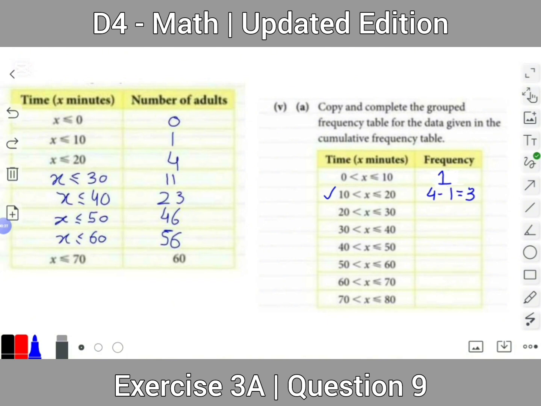Now to find the frequency for the class interval 20 to 30, subtract the cumulative frequency of the previous class interval 10 to 20 from the cumulative frequency of the class interval 20 to 30. So 11 minus 4 gives us the frequency of 7.